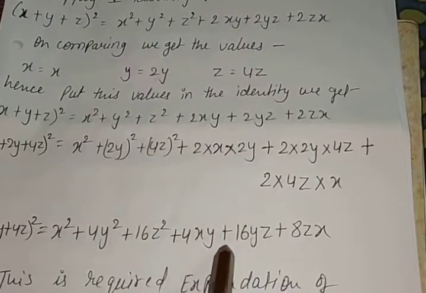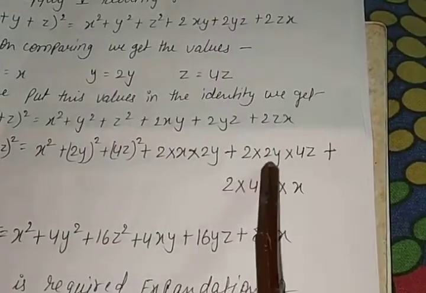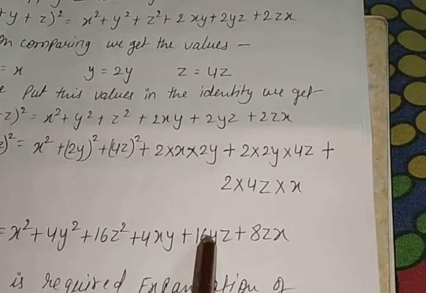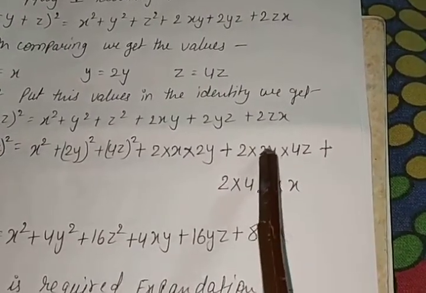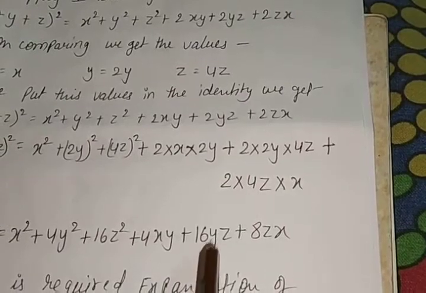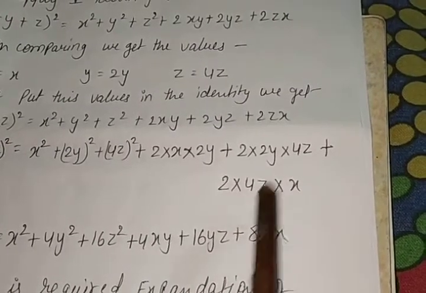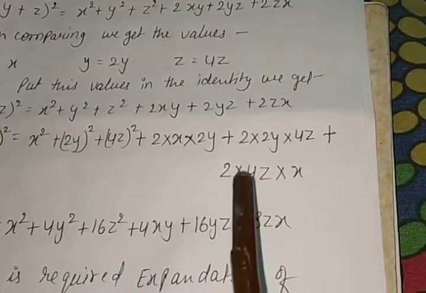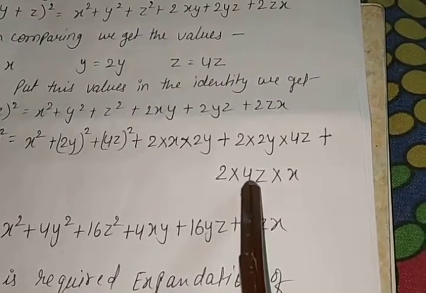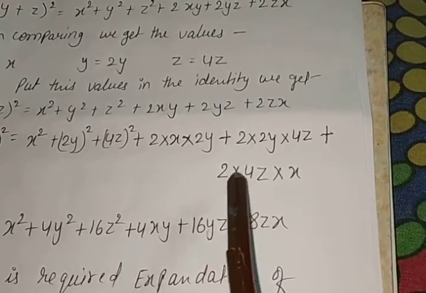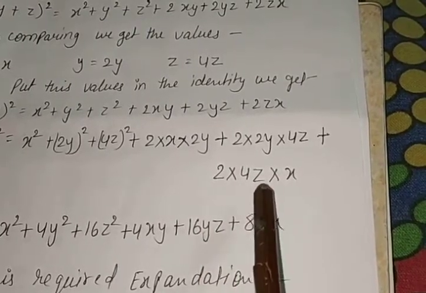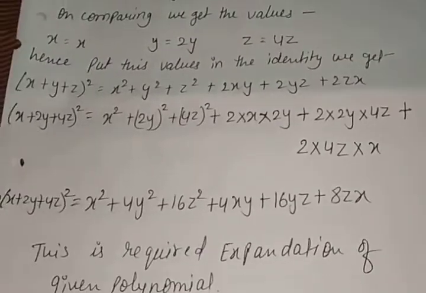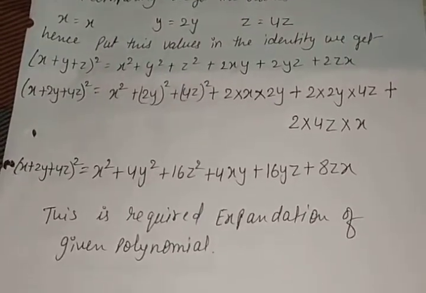Plus sign as it is. 2 2s are 4 and 4 4s are 16, and the remaining yz are as it is. Plus sign again as it is. 4 2s are 8 and zx as it is. So this is the expanded form of the given polynomial.